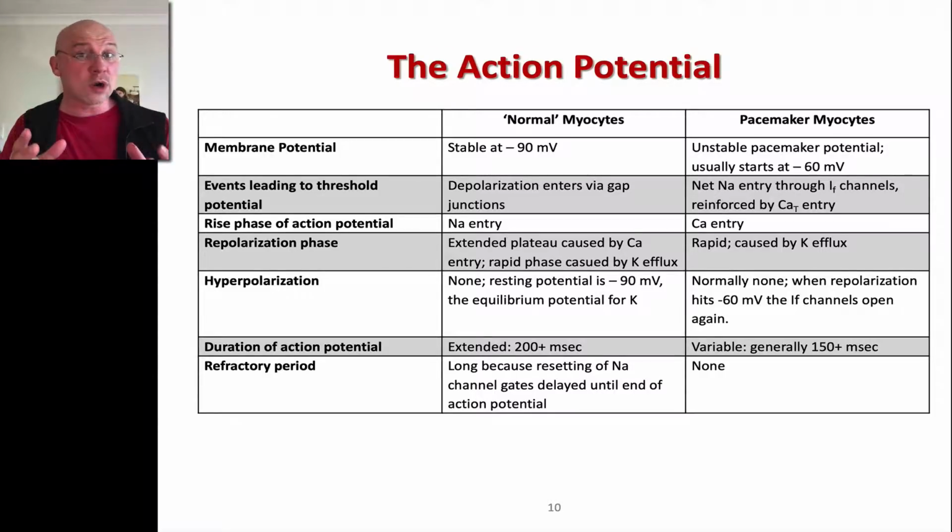What causes a normal myocyte to depolarize? Well, normal myocytes are normally stimulated by other myocytes that are depolarizing, and that wave of depolarization enters the normal myocyte through gap junctions. Pacemaker myocytes don't do that. They don't wait around for somebody else to depolarize them. Because of this spontaneous leaking through the funny channels, they depolarize themselves. So that's what leads to the action potential firing.